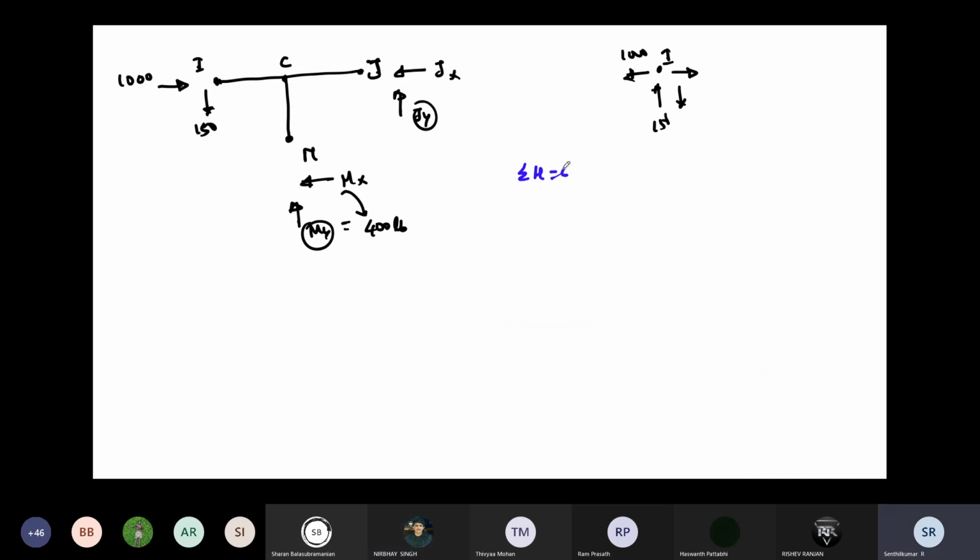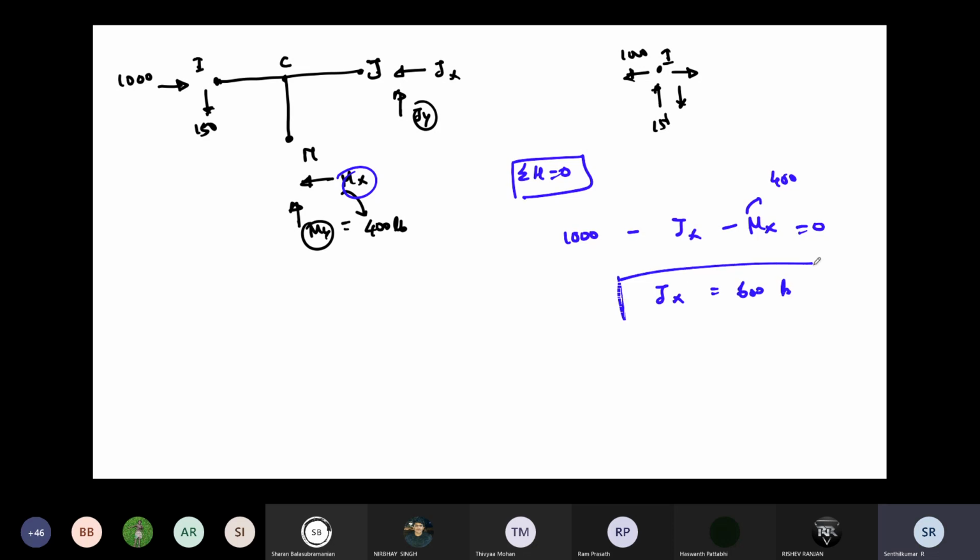Sigma H equal to 0. So 1000 minus Jx minus Mx equal to 0. What is your Mx? 400 LB. So Jx will be equal to 1000 minus 400, so Jx will be equal to 600 LB. Here minus will be there, so both will be positive. So whatever the assumption of direction is right, so this is 600 LB.